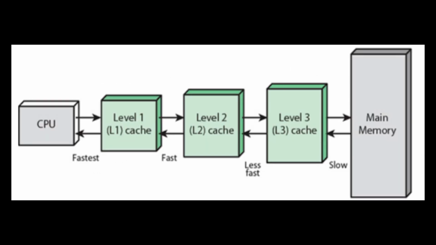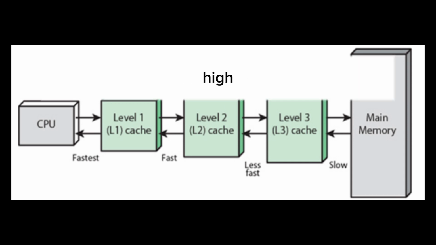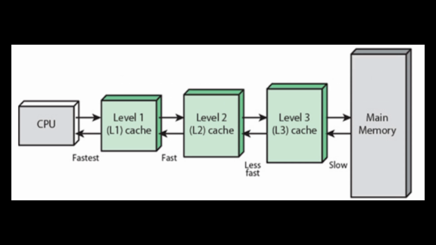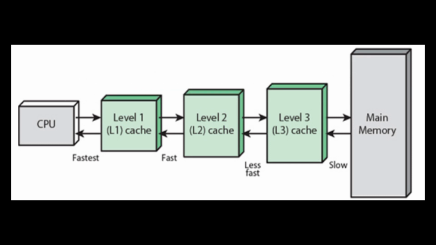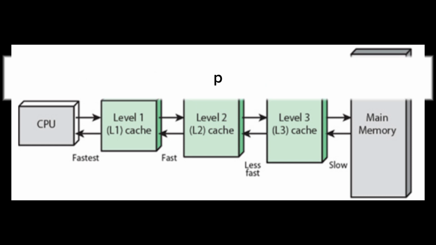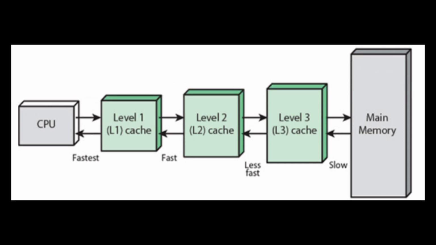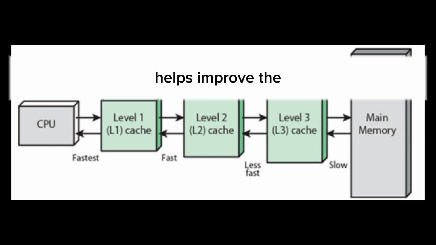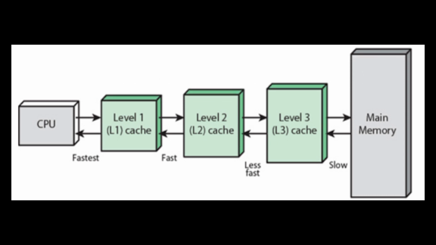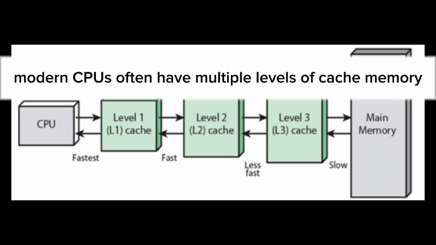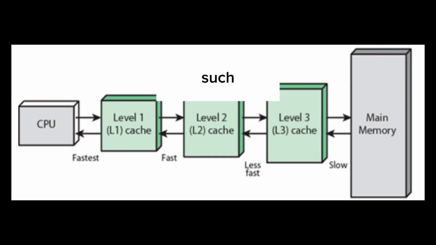Cache memory. Cache memory is a small, high-speed memory located closer to the CPU. It is designed to temporarily store frequently accessed data and instructions, reducing the time it takes for the processor to retrieve them from the slower main memory. The cache memory helps improve the overall performance of the computer by providing faster access to critical data. Modern CPUs often have multiple levels of cache memory, such as L1, L2, and L3 caches.